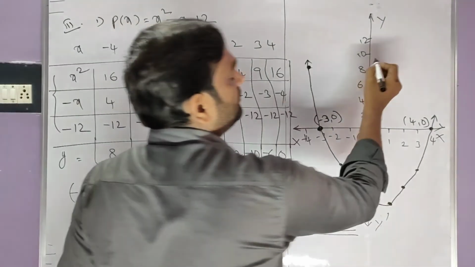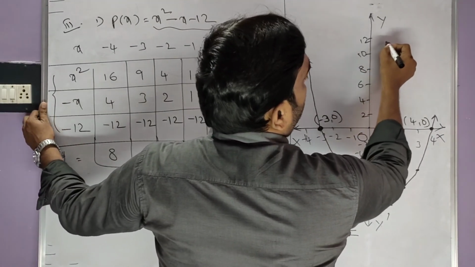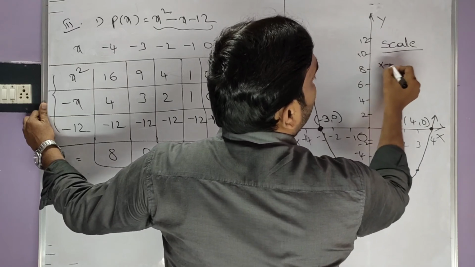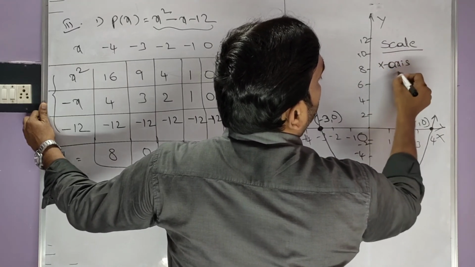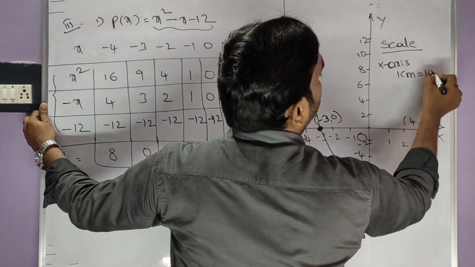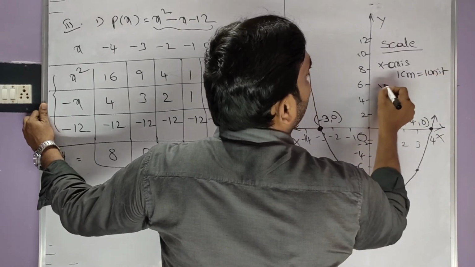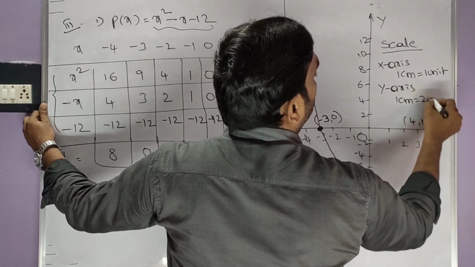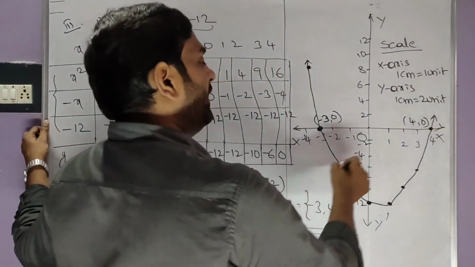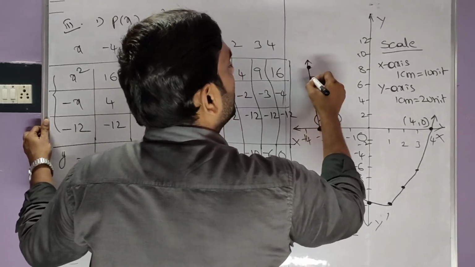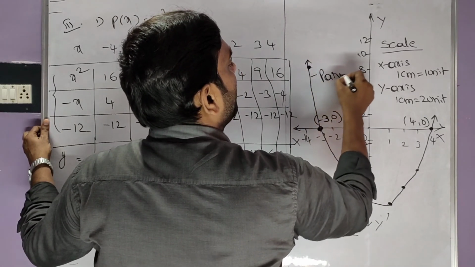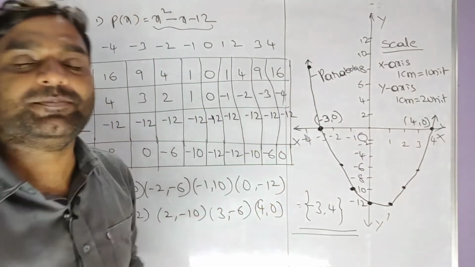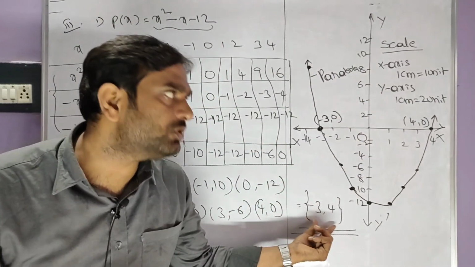And we have to write the scale here. On the x-axis, we took 1 centimeter equal to 1 unit. On the y-axis, we took 1 centimeter equal to 2 units. And this indicates a parabola. This is the process to find the zeros by the graph.